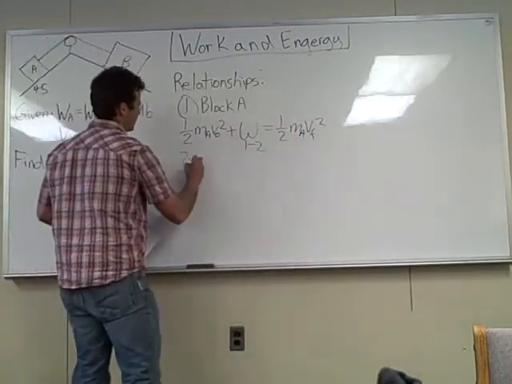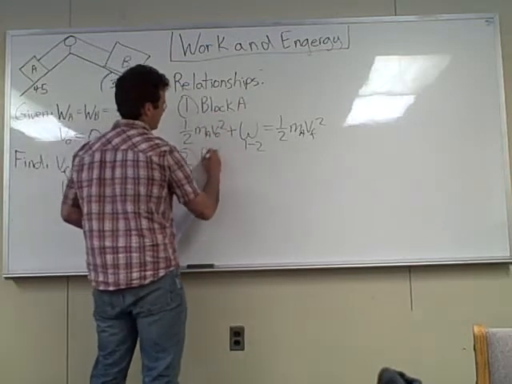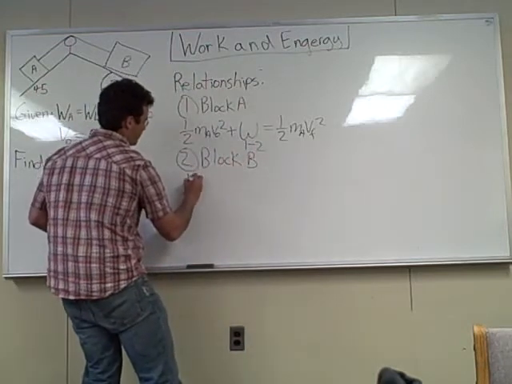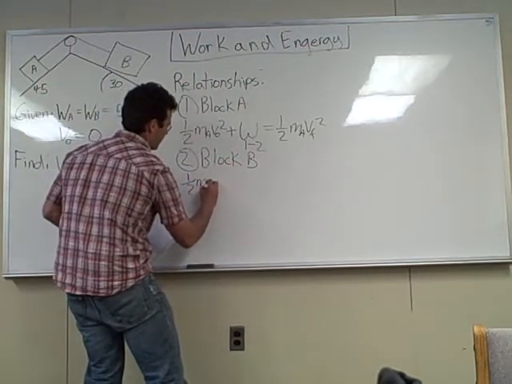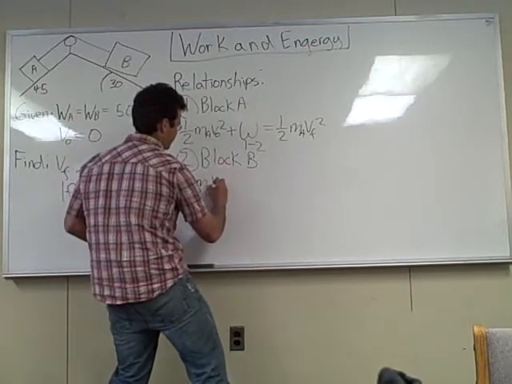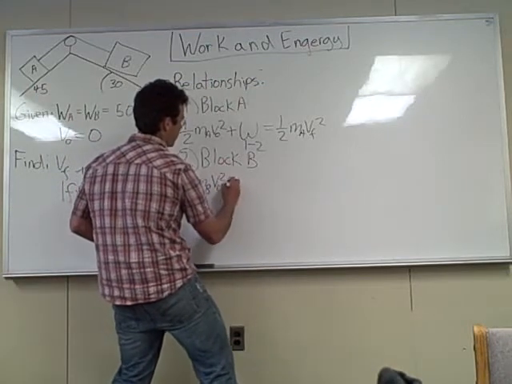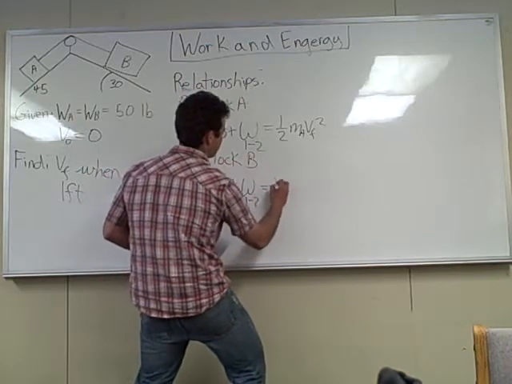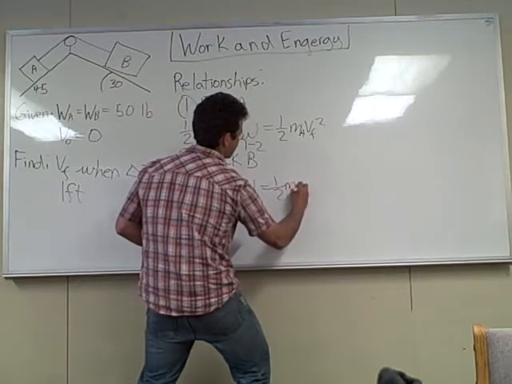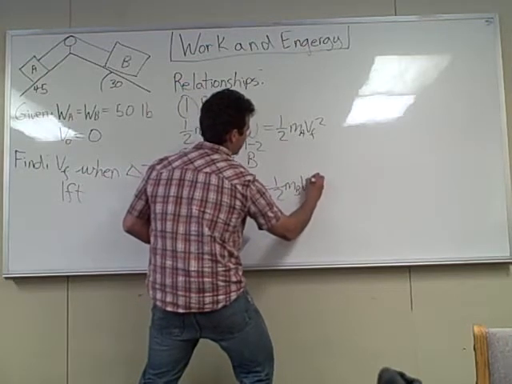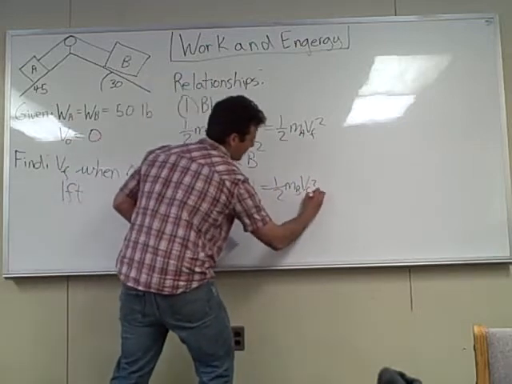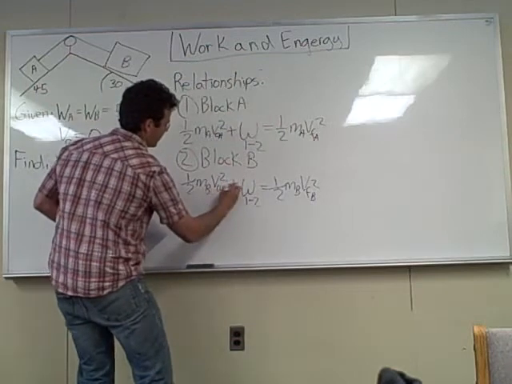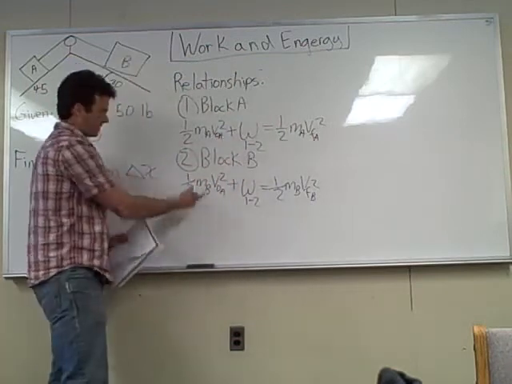And then our second equation is going to be from block B, and that's going to say that 1/2 the mass of block B times the initial velocity of block B squared plus the work from position 1 to position 2 equals 1/2 the mass of block B times the final velocity of block B. Might as well put all this in. Final velocity block A, or initial velocity block A.